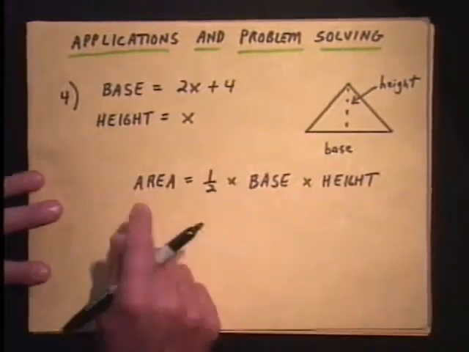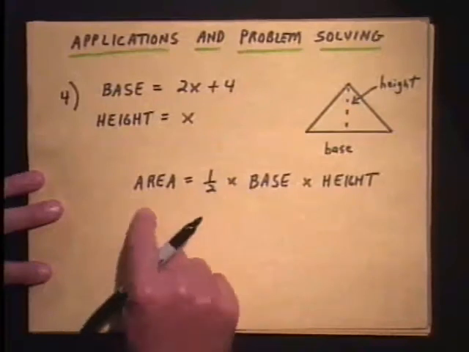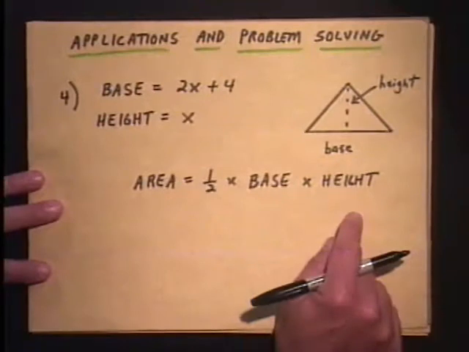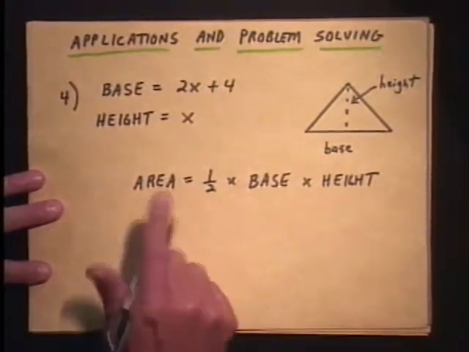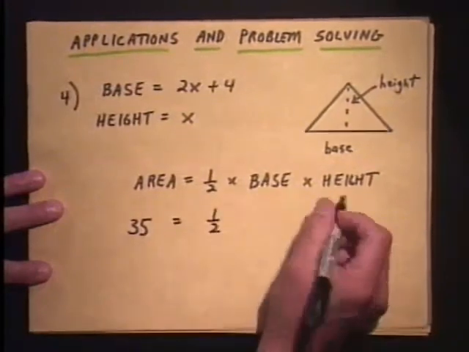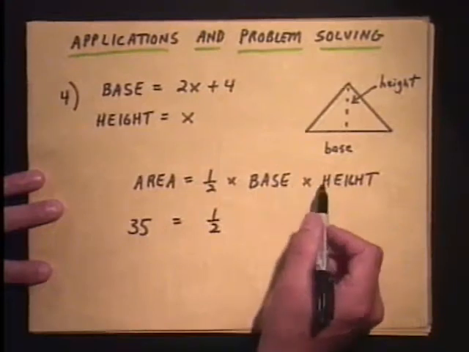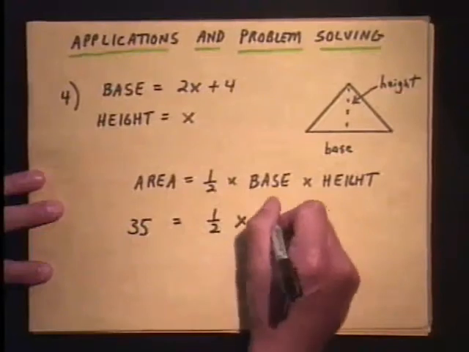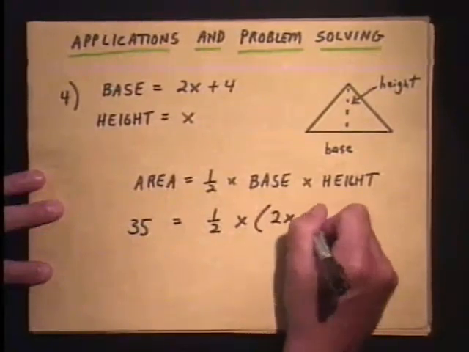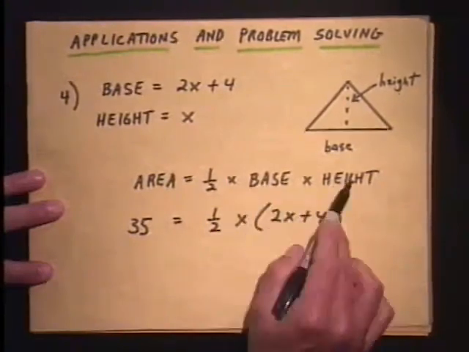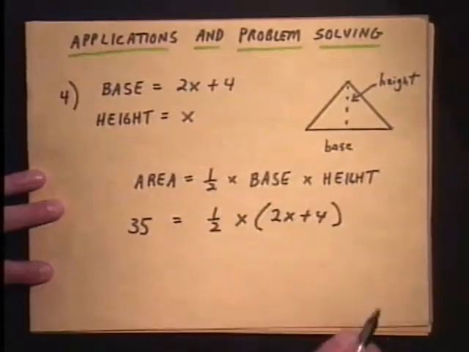Now, to do this type of problem, we have to know the formula for the area of a triangle, and that is 1/2 times base times height. The problem stated that the area was 35, so 35 equals 1/2 times base times height. It doesn't matter which way I multiply these. I think I'm going to put the height first, x, times the base after that, 2x plus 4. The commutative property says it doesn't matter if I multiply base or height first. I like this format a little bit better.